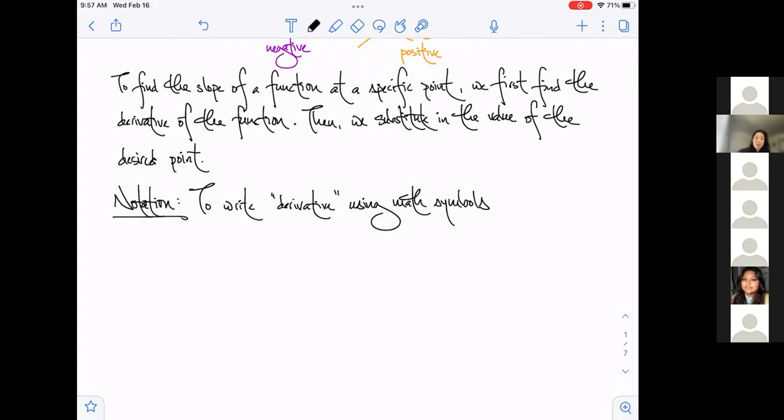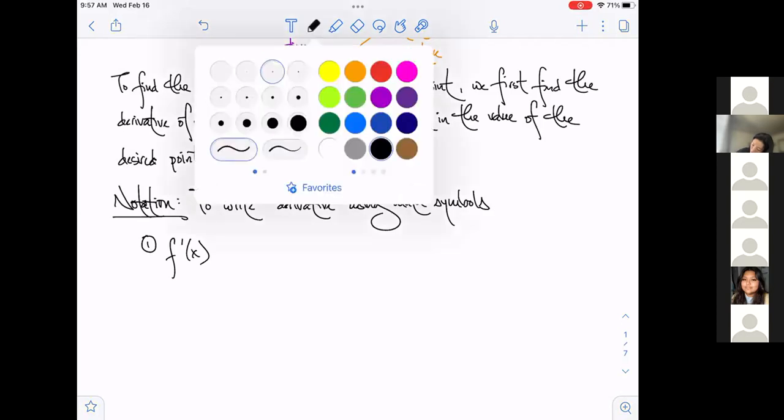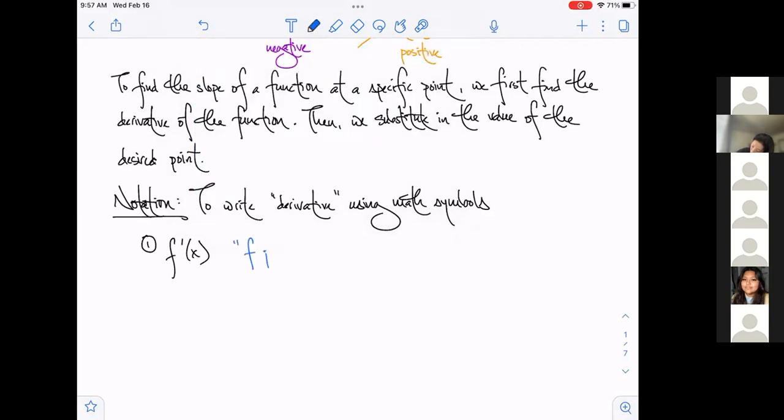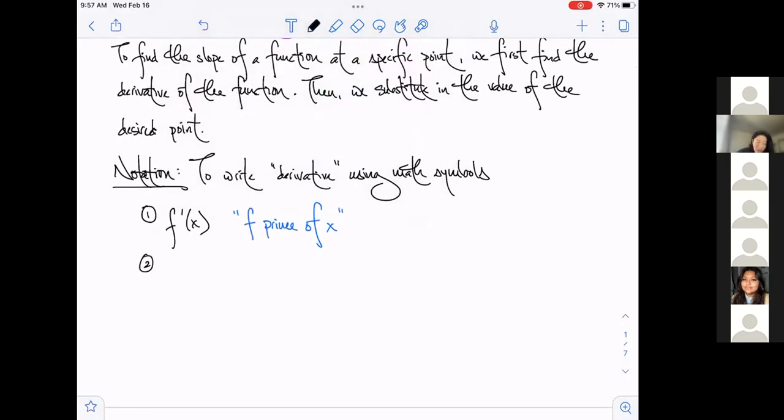All right, so to write the word derivative using math symbols, these are the four most common ways in no particular order. The first way we saw on Monday, f prime of x. And so the way we say that, we say f prime of x, all right? Another way that we can write this is we can say y prime.